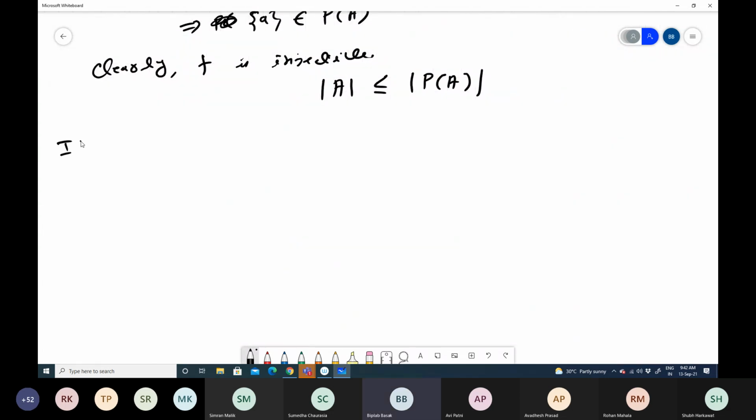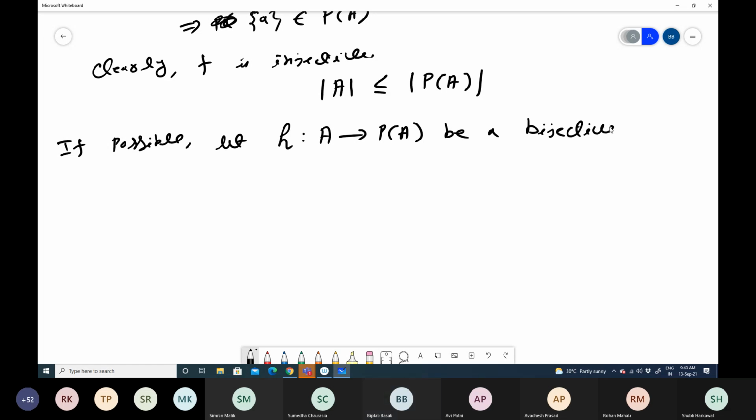Now if possible, let's say H from A to P(A) be a bijective function. If there is a bijective function from A to P(A), then we will get a contradiction. So first note that for each a belongs to A, what is H(a)? H(a) belongs to P(A), right?